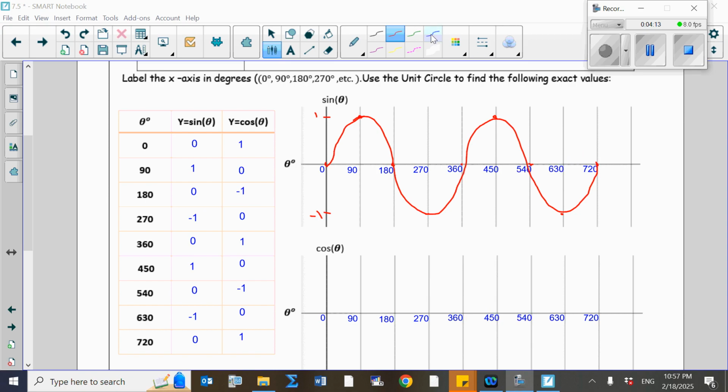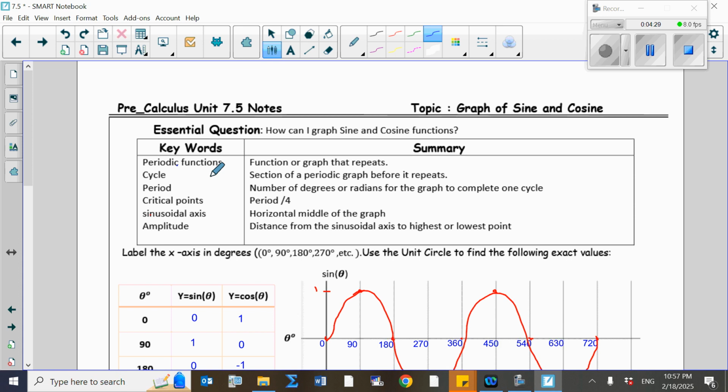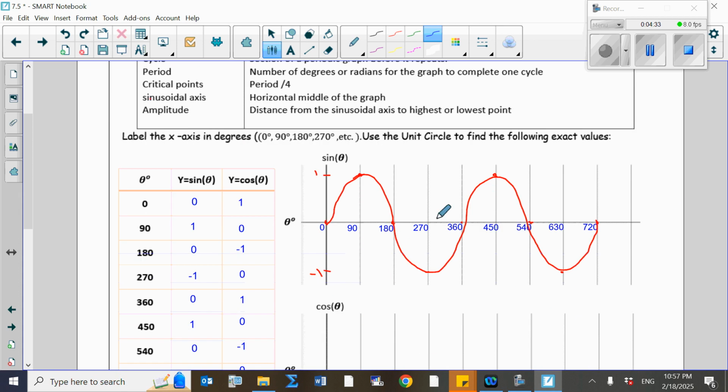Now, as you see, this function is repeating itself. There is one cycle here. This is one round of the function. And then the second one is just repeating the first part. So we call this function a periodic function. It's a function or graph that repeats itself. So that's why we call this a periodic function.